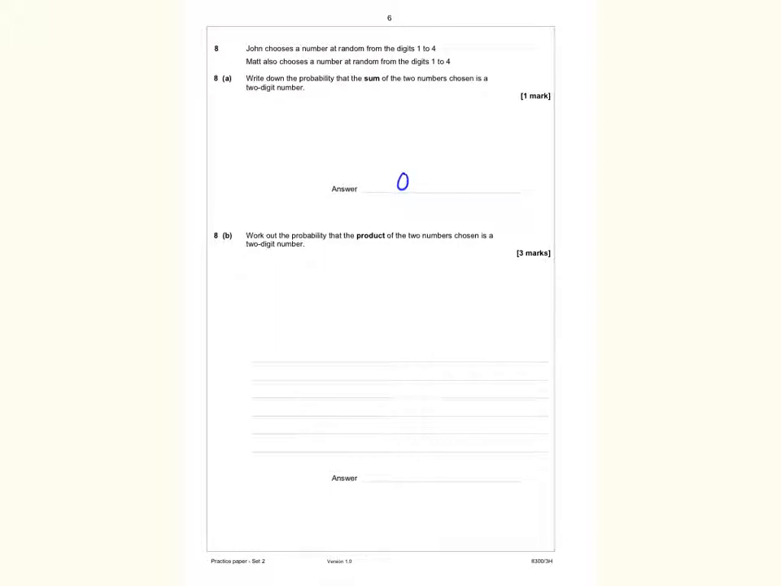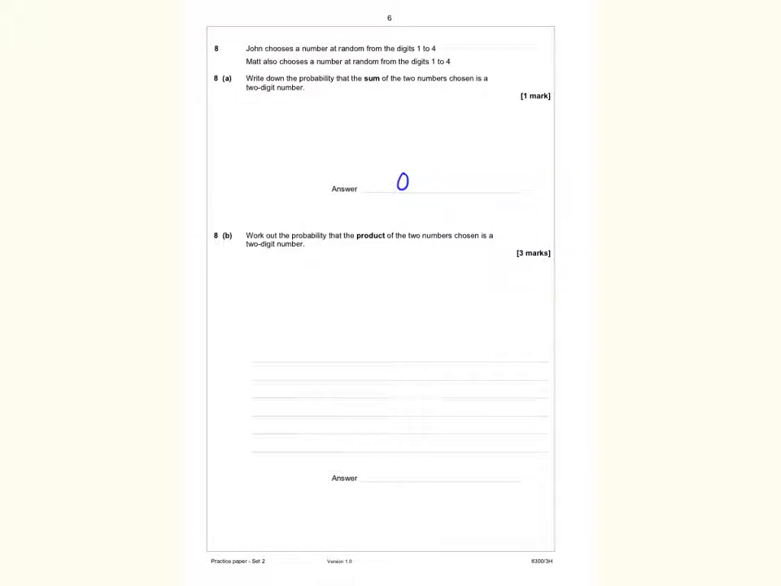Question 8b now. Work out the probability that the product, so the multiplication of the 2 numbers chosen, is a 2-digit number. If John chose 4 and Matt chose 4, that's 4 times 4, which is 16. If John chose 3 and Matt chose 4, that's 12. But John could have chosen 4 and Matt could have chosen 3, and that's 12. And then the next smaller number we could have got is 3 and 3, and that makes 9, which is not a 2-digit number.